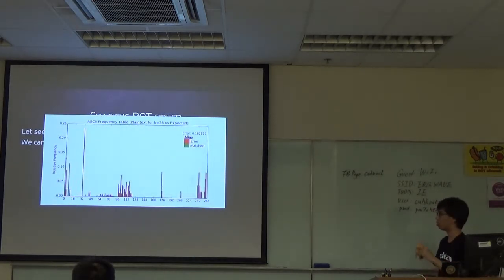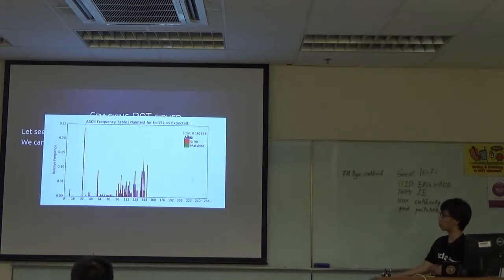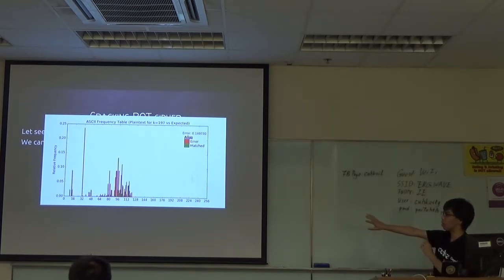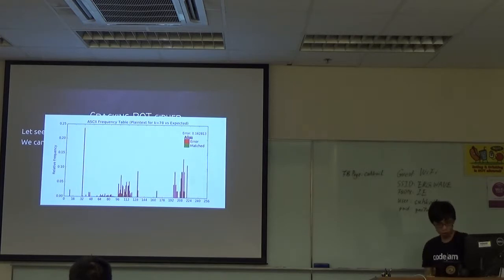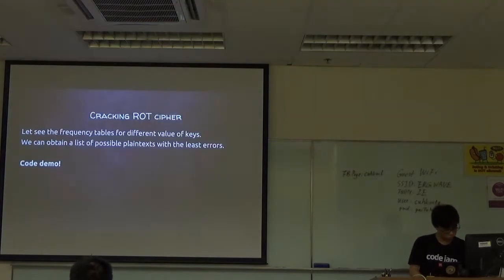This is a table. By rotating the plain text for different keys, we can see that the errors are changing. In some special cases, you can see the area of the green parts occupies more than ever, and the error is at its lowest. This is the idea of frequency analysis, and let me show the code.